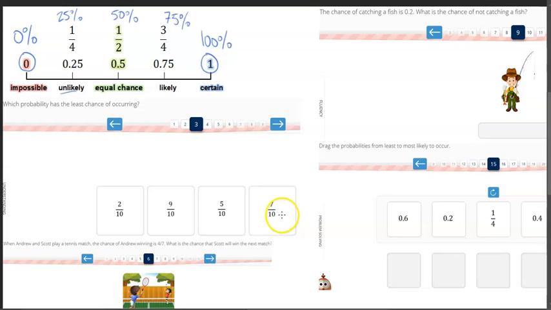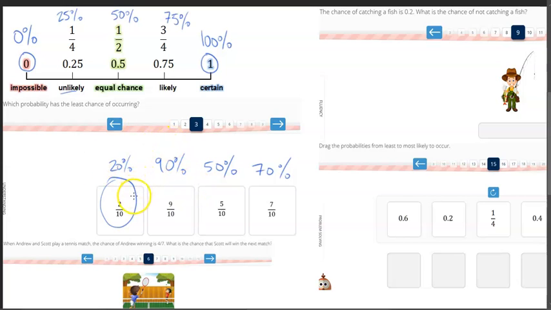So when we have a question here that says which probability has the least chance of occurring, out of the 4, we're looking for the fraction that's the smallest. 2/10, 9/10, 5/10, or 7/10. In this case, it's 2/10. So 2/10 is the lowest out of all of them. You can also think of it percentage wise. This is 20%, 90%, 50%, and 70%. So 20% being the lowest out of all of them.